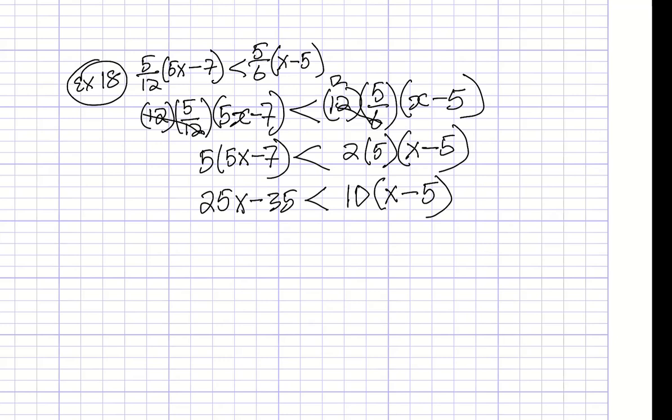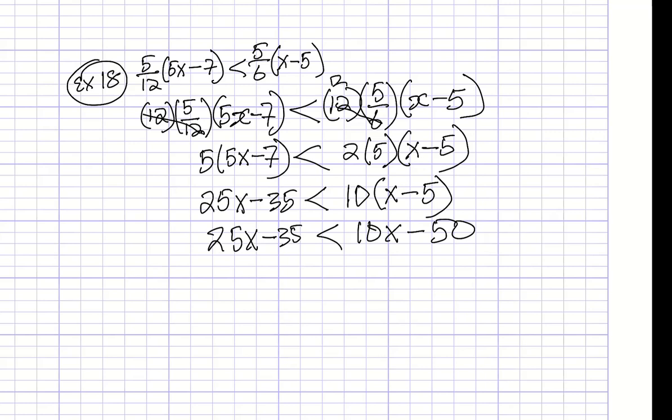You take as much time as you need, but of course if you're in the exam, you have to hurry up, but you don't want to be in a situation where you make a mistake and you get the wrong information. All right. So we keep going. So that becomes 25x minus 35 less than 10x minus 50. See that, right?